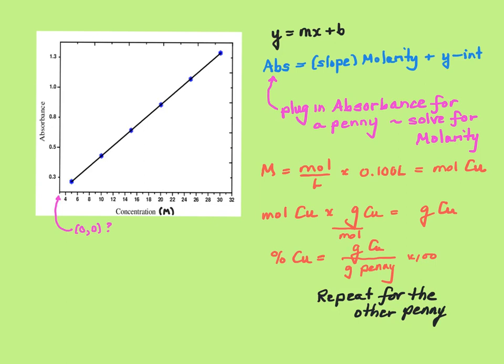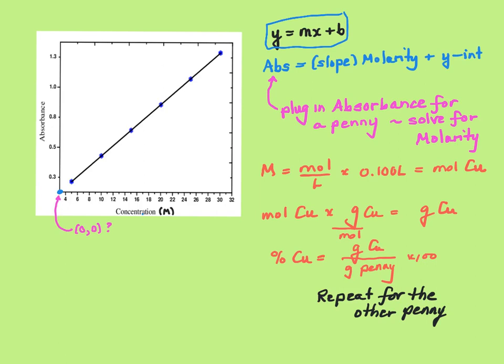So now we've got this graph that we made. About this graph, should we include the 0.00? If my solution had 0 concentration of copper, what would the absorbance be? Think about that, and I'll ask you in class: should I include this 0.00? Okay, so we've got our graph. We're going to generate a best fit line using the computer. Absorbance is slope times molarity plus the y-intercept.